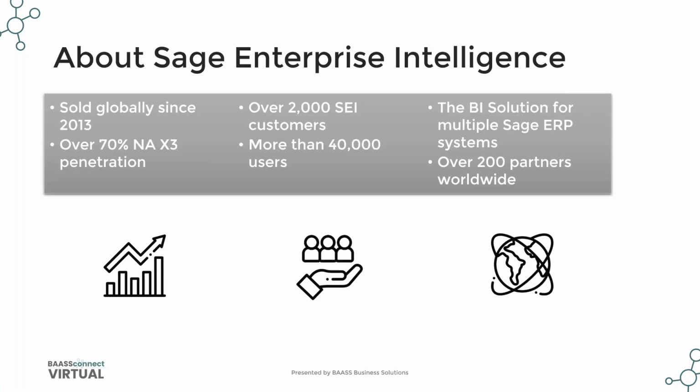In terms of Sage Enterprise Intelligence, just to give you an idea of where we are in the market today, we've been sold globally for quite a number of years. We have over 2,000 customers using the solution today, including many Sage 300 customers, of course. And again, we're the BI solution for multiple Sage products, focusing today, of course, on Sage 300.